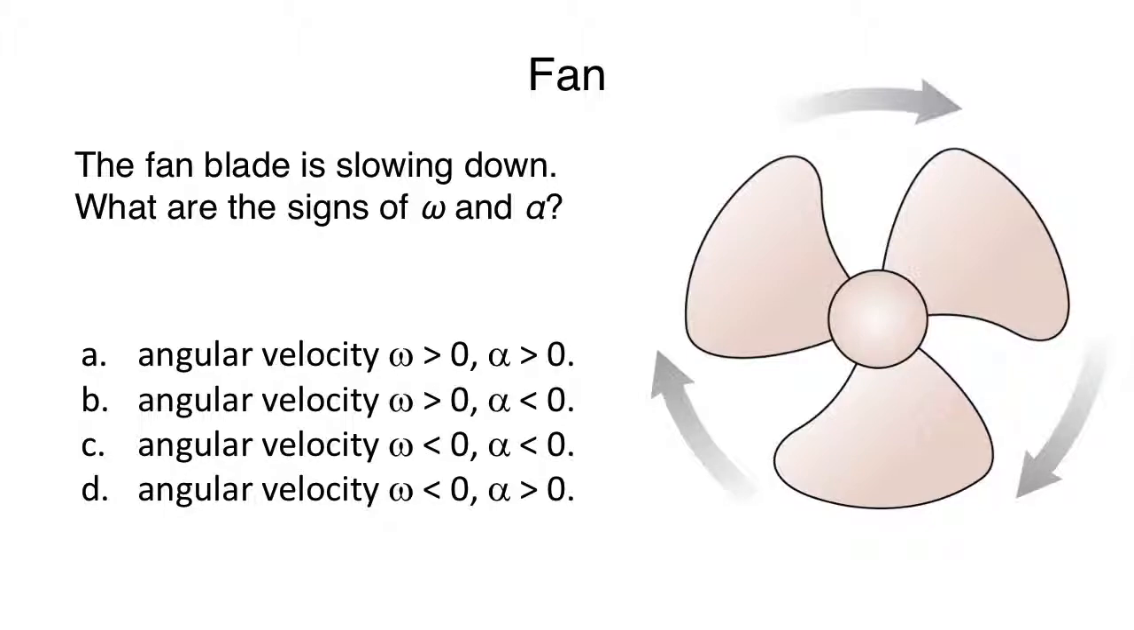So 80% of you said D, the speed is negative. That looks correct, right? It's moving clockwise. And the acceleration is positive. It's slowing down. It's positive.